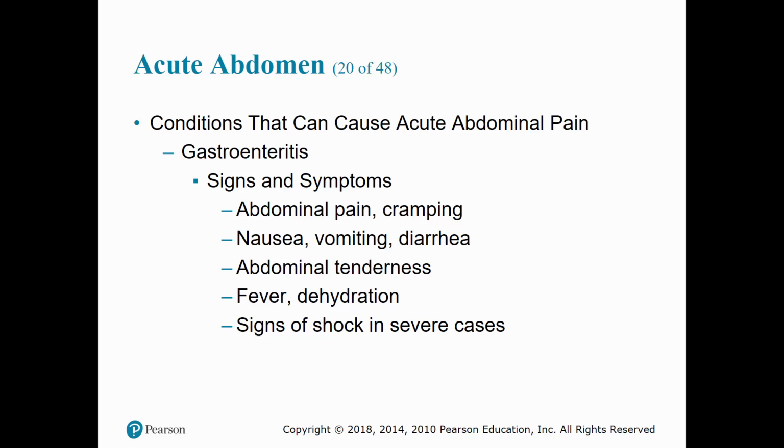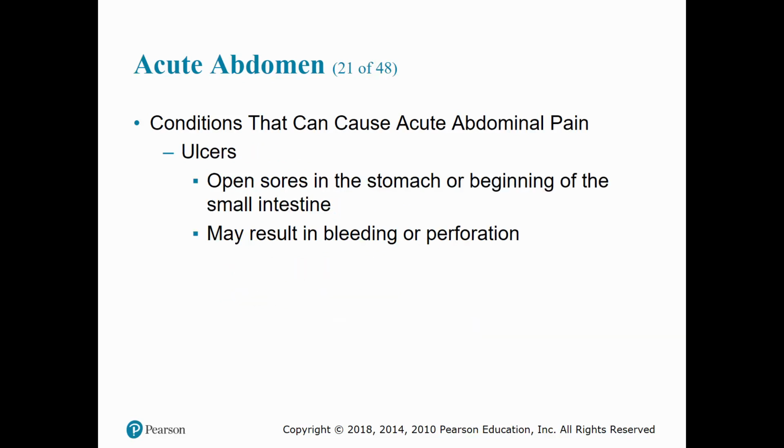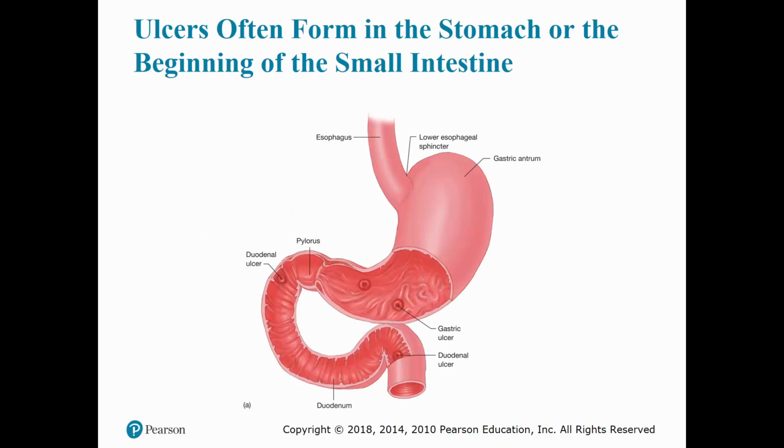Ulcers, classified as open sores in the stomach or beginning of the small intestine, may result in bleeding or perforation. They're usually associated with a breakdown in the lining that normally protects the intestine from the digestive fluids contained inside the digestive tract. The breakdown can cause damage to the stomach or intestine, and in some cases cause massive bleeding or perforation of a bowel. And here's just an illustrated example.